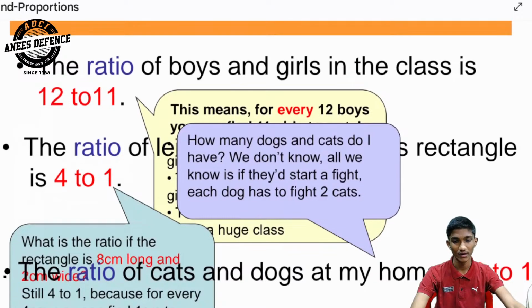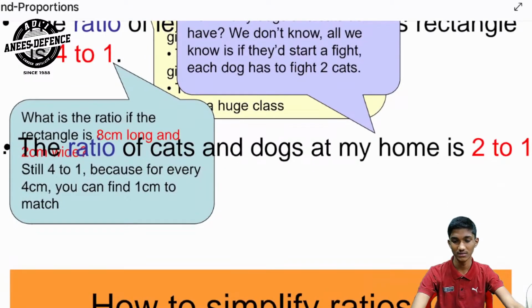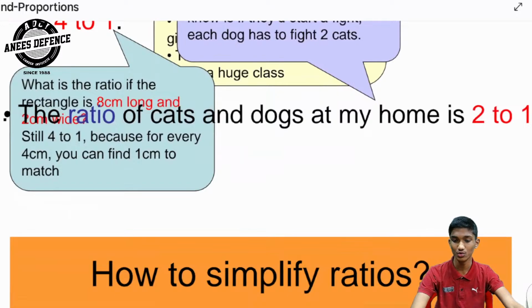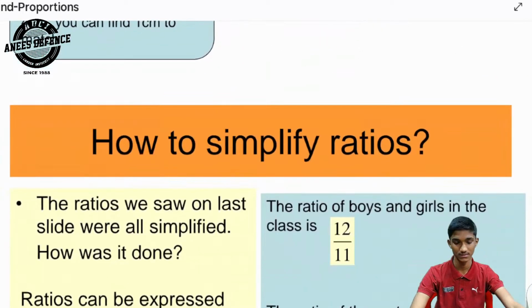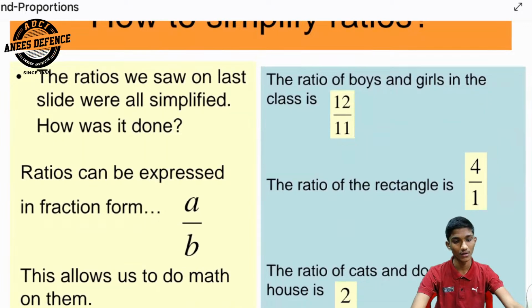In these examples, we have the boys and girls in the class, and we have to find the ratio. Also there is a rectangle which is 8 centimeters long, and the ratio of cats and dogs at my home is 2 to 1. So we will simplify this. And here, the ratios we saw on the last slide were all simplified.